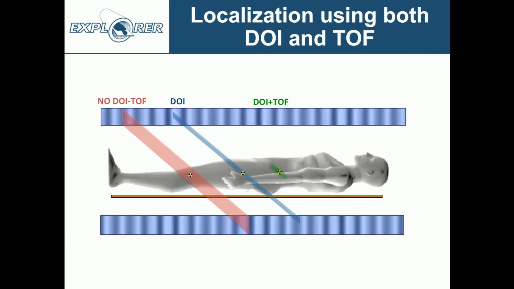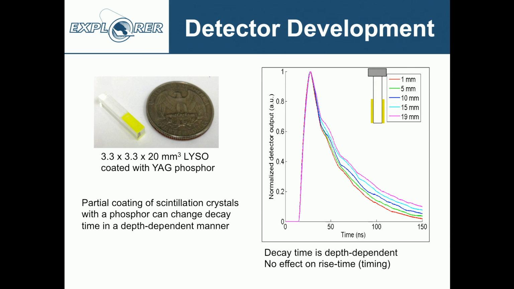So hopefully through this, you can see that if we can develop detectors that can encode both the depth and have excellent timing properties, it's going to dramatically improve our ability to position events and lead to high-quality images. So how do we go about getting detectors that give us both good timing, which already exists, although there's still a lot of development and progress being made in that area, simultaneously with this depth encoding?